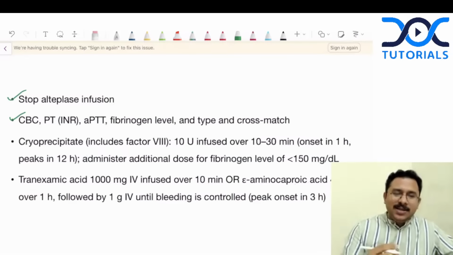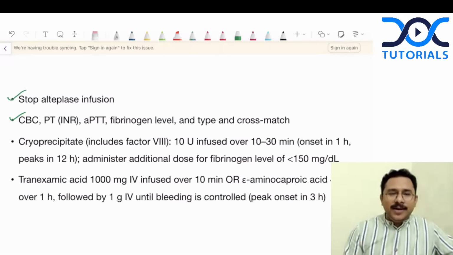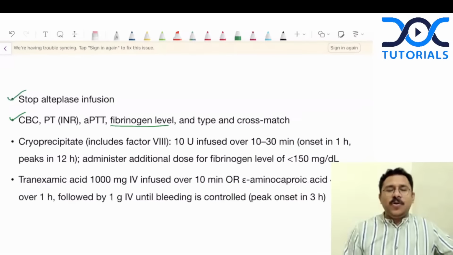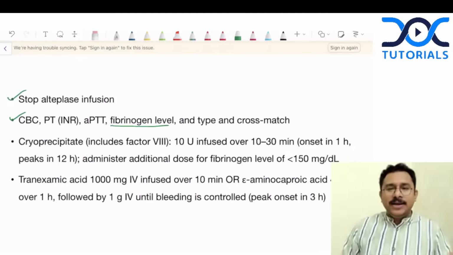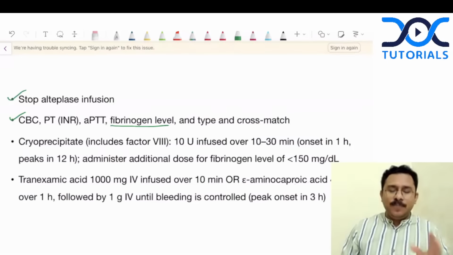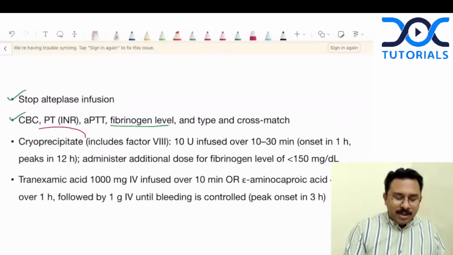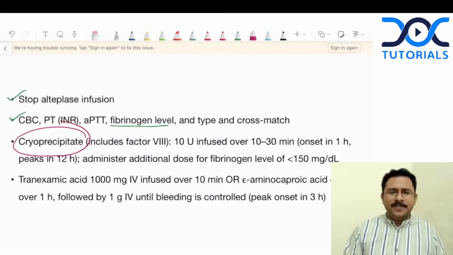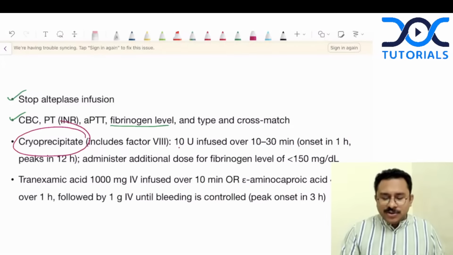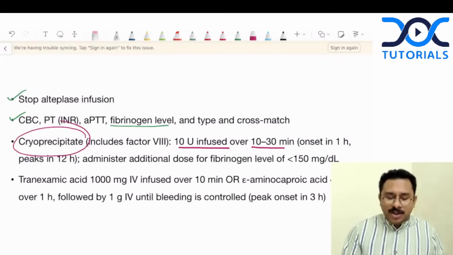Second, you have to send the blood for routines and the coagulation parameters, including the fibrinogen level. And my dear students, very important, everyone should know, very important point. Any patient with a post-thrombolysis bleed, you have to give cryoprecipitate. Very important. You have to give cryoprecipitate. Even if you do not know the dose, that is okay. You are giving it at a dose of 10 units infused over 10 to 30 minutes.